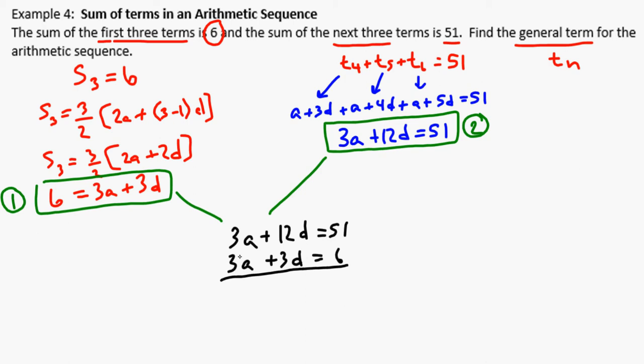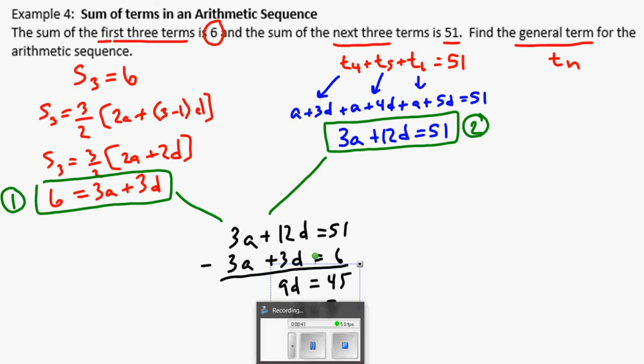Since they are the same coefficient, both the same sign, I'm going to subtract. 3a minus 3a is 0. This is going to give me 12 minus 3 is 9d is equal to 45. D is equal to 5. All right, that's good. So there is my first answer. I got my D term. Now I need my A term.